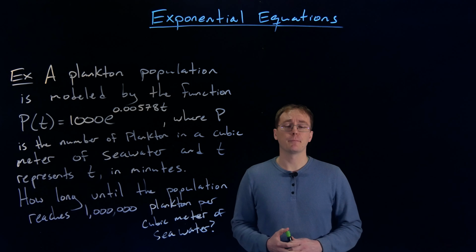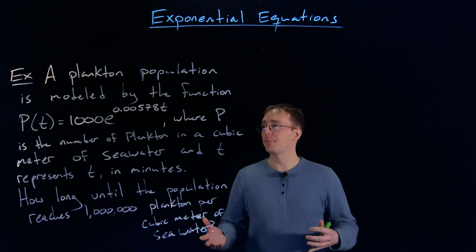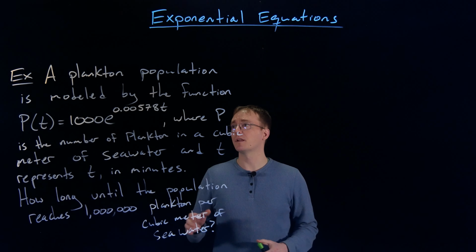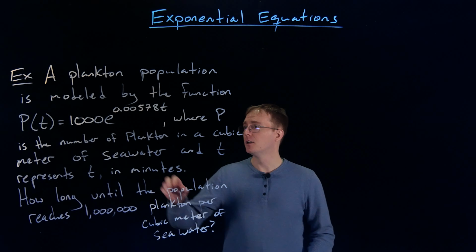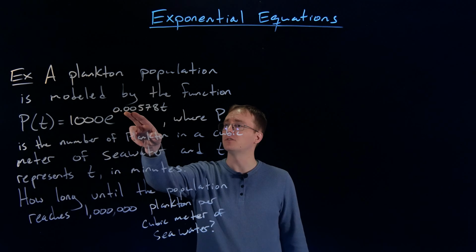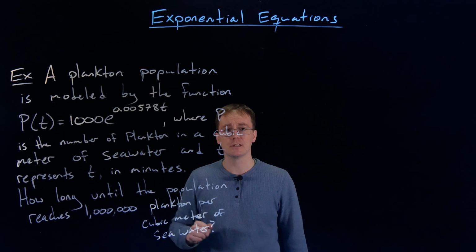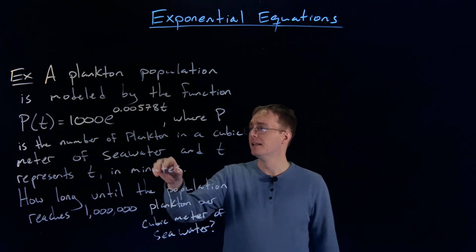So I want to look at another example of solving an exponential equation, and this time it's going to be a story problem or an application problem. We are told that a plankton population is modeled by the exponential function P of t equals 1,000 times e to the power of 0.00578 times t. The output of our function, P, is measuring the number of plankton in a cubic meter of seawater, and t is representing time measured in minutes.